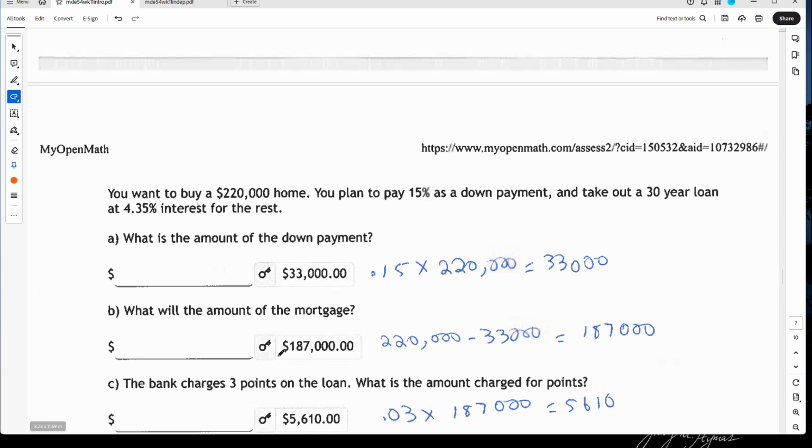What is the amount of the mortgage? This is the difference between the cost of the house and the amount you put down on it. So you're financing $187,000.